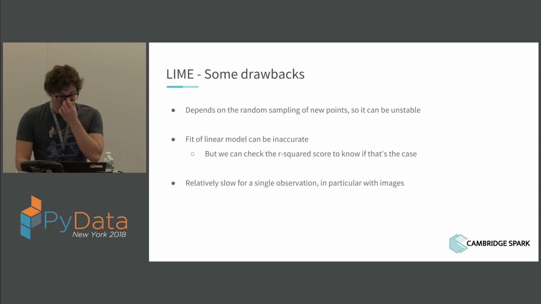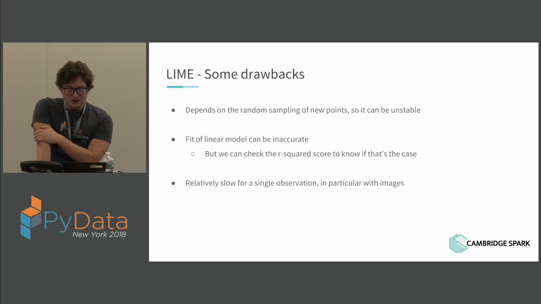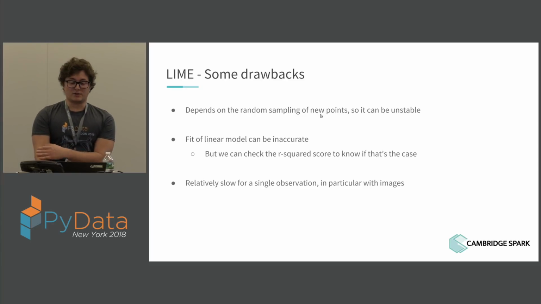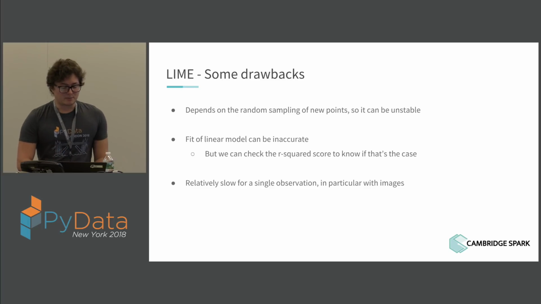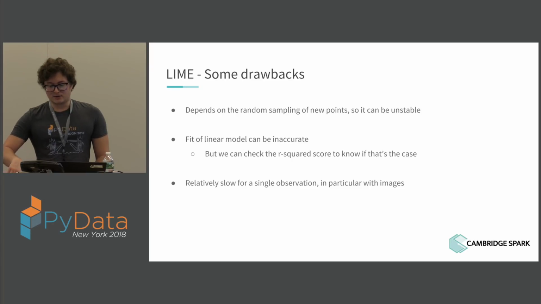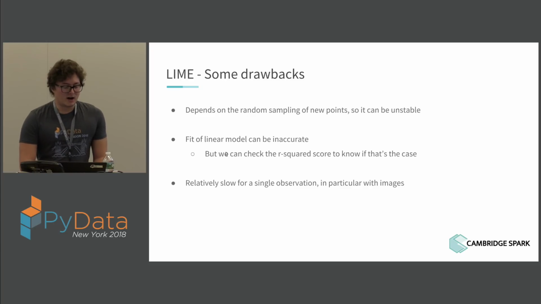Right, some drawbacks before we go to the notebook. So it can be unstable because it depends on the first random sampling that you're doing. Whatever model you're going to build and explanation that you're going to show depends on that initial sampling. It's also fitting a linear model. So if your model can't be locally approximated by a linear model, so if your model is really nonlinear, then your linear regression fit is not going to be good. So your explanation won't be good either.